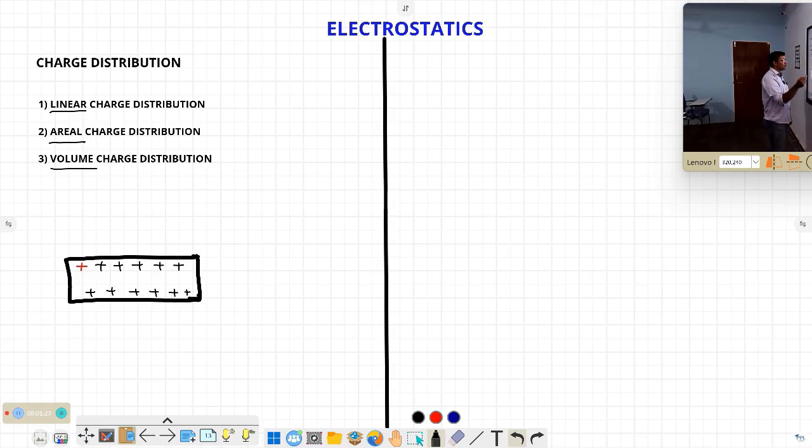To understand this, consider a thin wire of negligible area of cross section. If you give charges to this wire, the charges will be accumulated on it, as you're looking at here. The charges distributed on this are called linear charge distribution, one dimension. That is nothing but linear. That means if the charges are distributed along the length, it is called linear charge distribution.